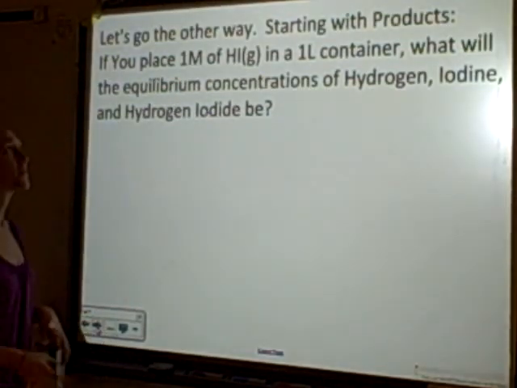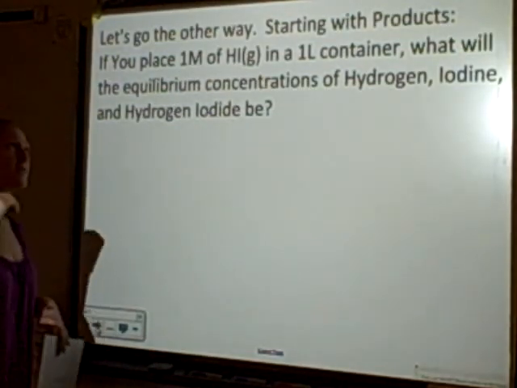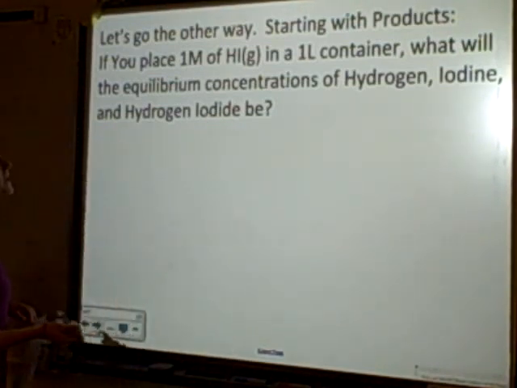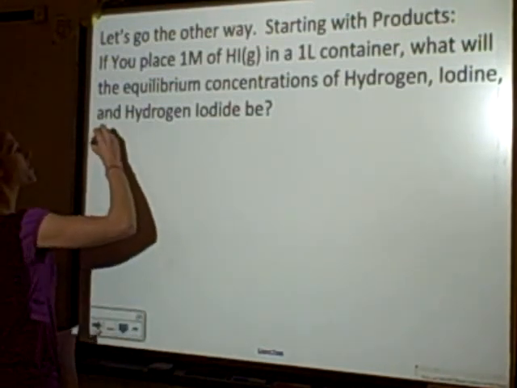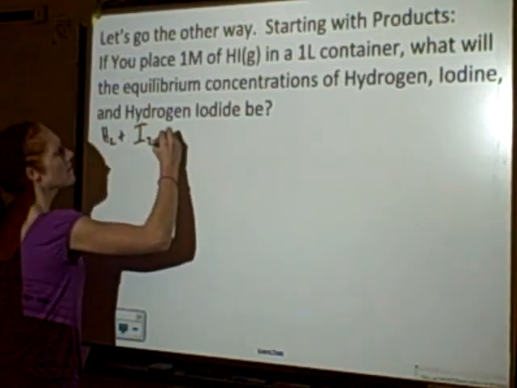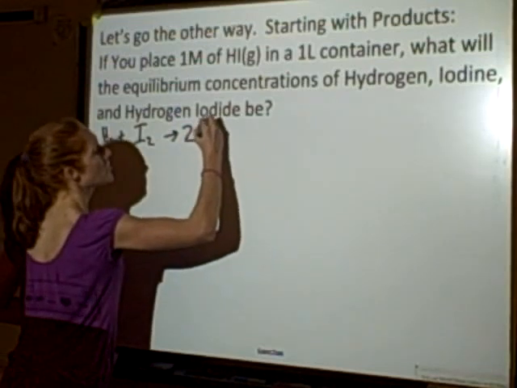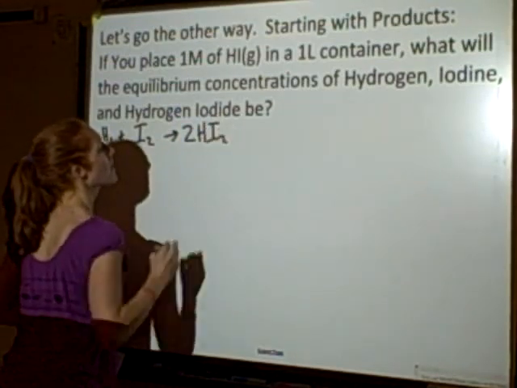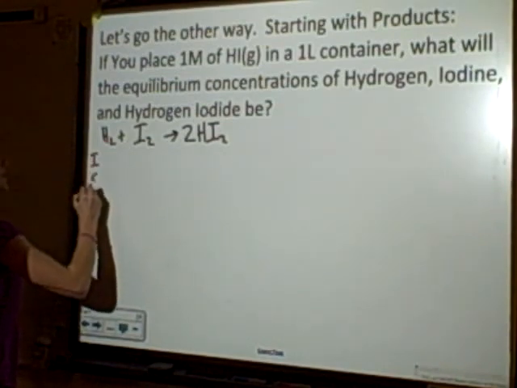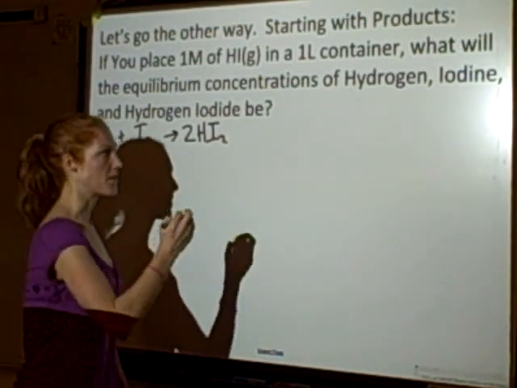Let's try going the other way. We started with reactants the first time. Let's see what happens if we start with products, and our products go backwards to make reactants. So first, I write my equation. It was hydrogen plus iodine make hydrogen iodide. And this time, let's see, actually, ICE, and we also have our K expression.